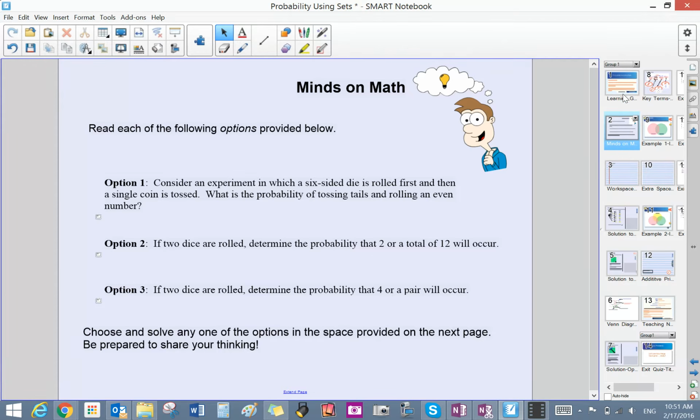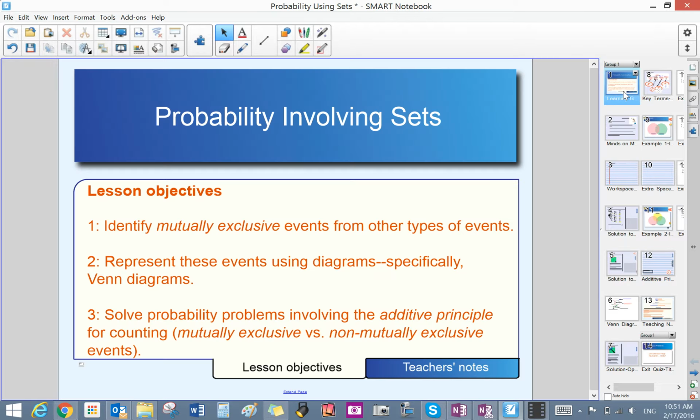Okay. Today's lesson is about the probability of particular events involving sets. So it was mentioned last week we would be exploring the use of Venn diagrams as a graphic organizer that would help us to solve probability problems. So here are the three objectives of the lesson.